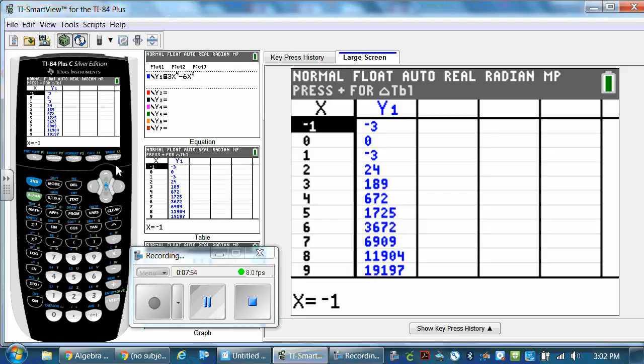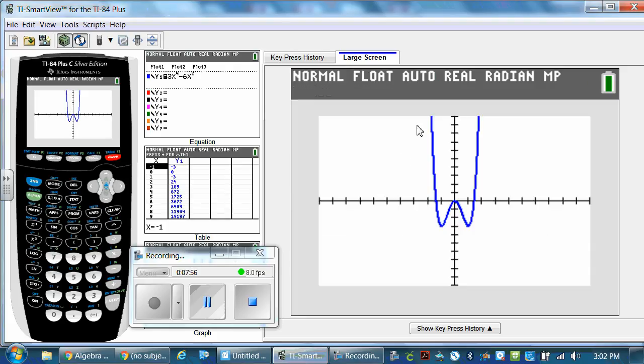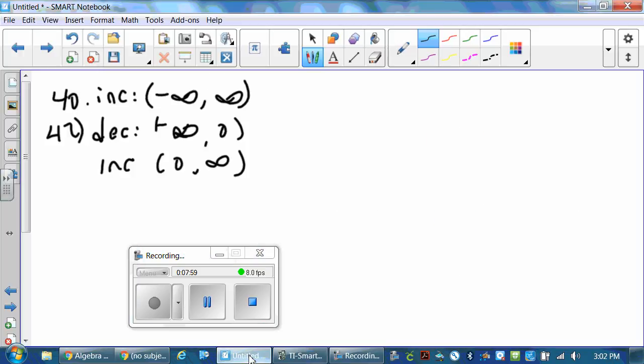Okay, so here's what it's doing. It's decreasing from -infinity to -1. So write that down. So 44. It is decreasing from -infinity to -1.